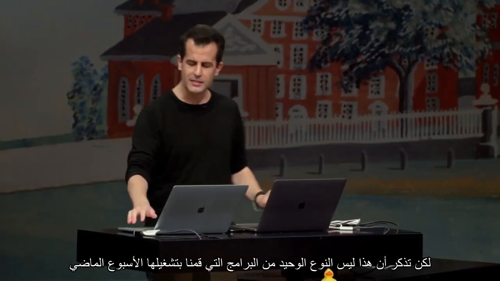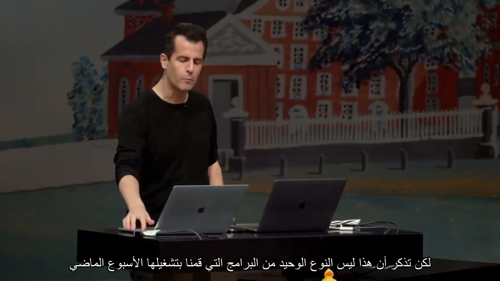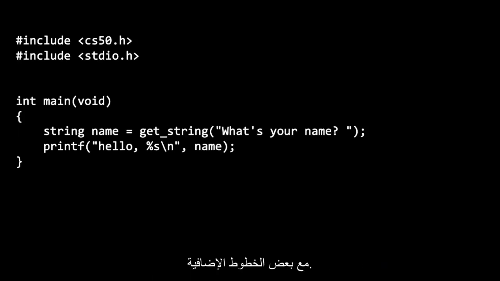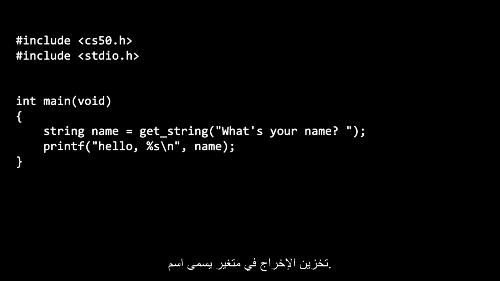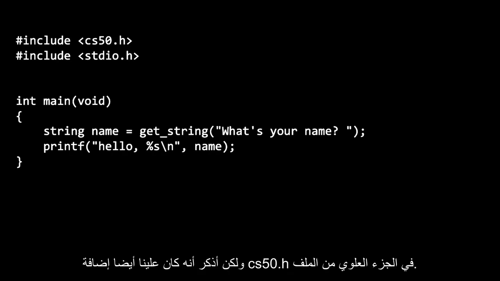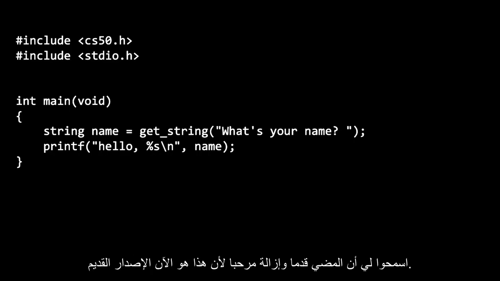But recall that that's not the only type of program we ran last week or wrote last week. We rather took code like this and began to enhance it with some additional lines. So version 2 of Hello World actually involved prompting the user for input using CS50's getString function, storing the output in a variable called name. But recall that we also had to add cs50.h at the top of the file. So let me go ahead and do that. Let me go ahead and remove hello, because that's now the old version.